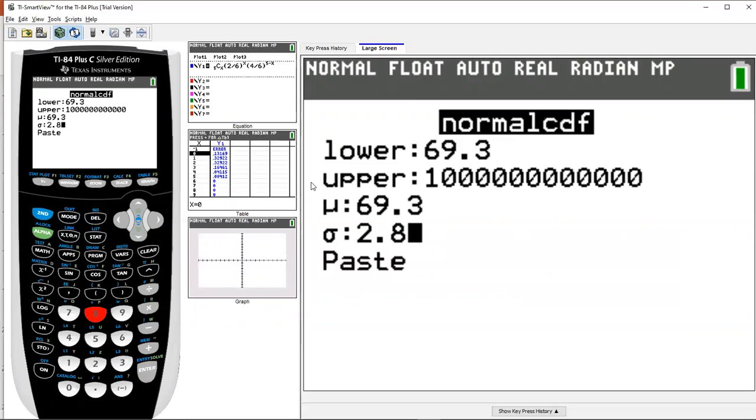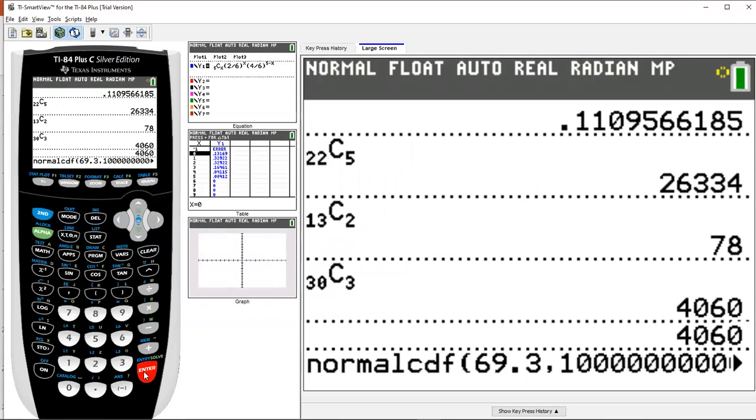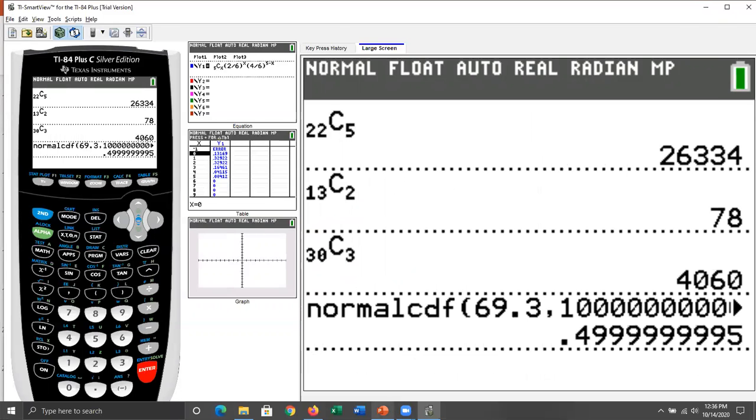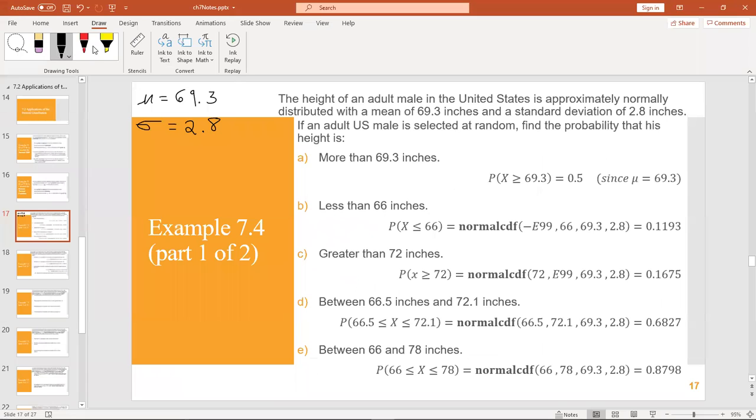So then we go ahead and we work this out. And that essentially rounds off to 50%, which makes sense because one of the things we said last time, above the mean is 50% of the data, below the mean is 50% of the data. The answer is actually already typed there for you. So that gives us this.